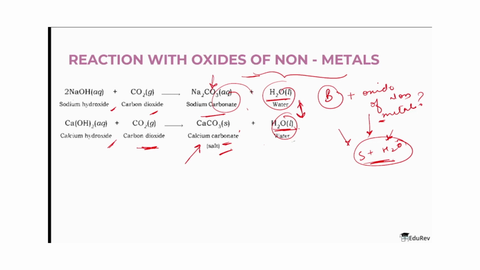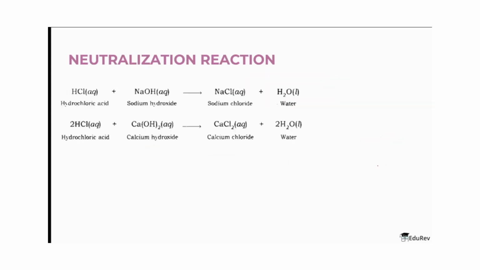So in the previous case, the first case was the reaction of your bases with metals. In that case, what was happening? Your alkali plus metals were reacting and forming your salt plus hydrogen. In this case, your base and the oxides of non-metals are reacting and they are forming what? Your salt and water. Correct? Yes.